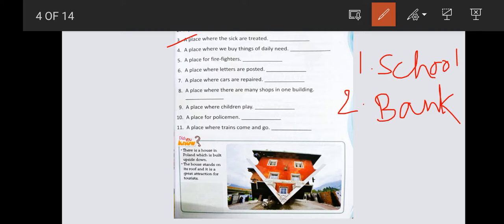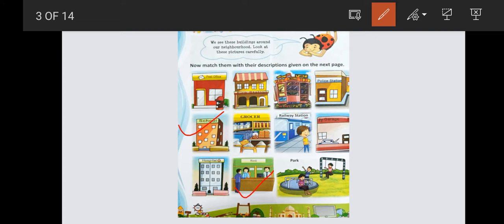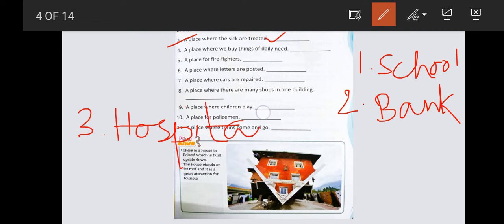Now the third one. A place where the sick are treated. Look at the pictures again. Yes. Sick are treated in hospitals. In hospitals. So, write here, hospital. Number three, hospital. H-O-S-P-I-T-A-L, hospital. Number four, a place where we buy things of daily need.